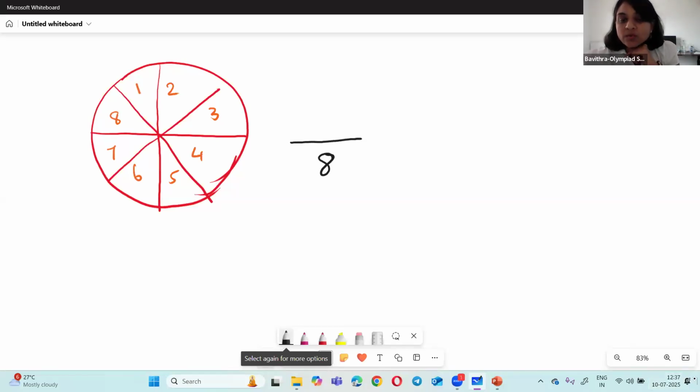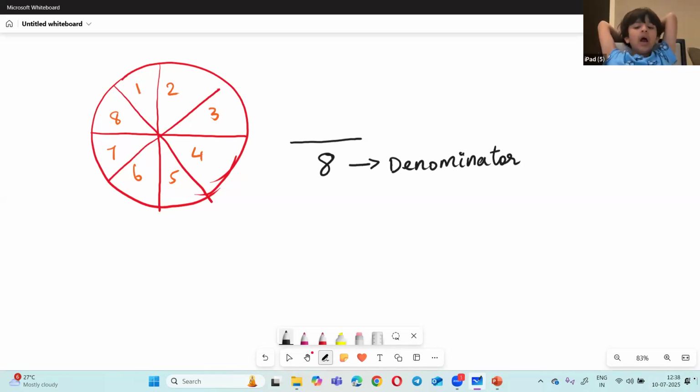Thank you. Now, this is the denominator which represents the total number of slices in the pizza. Now, in a day, let us assume that Jayveer is not that hungry and he is finishing only 2 slices out of it.